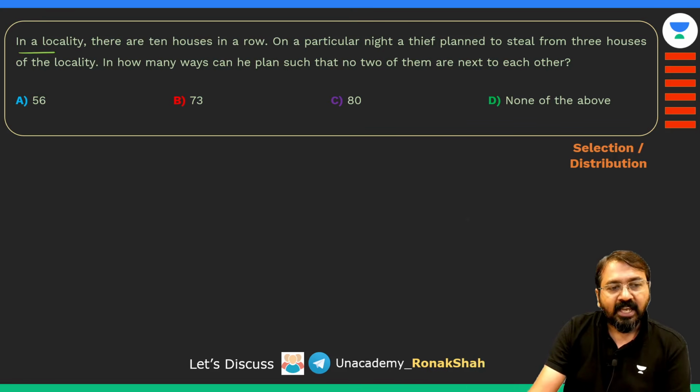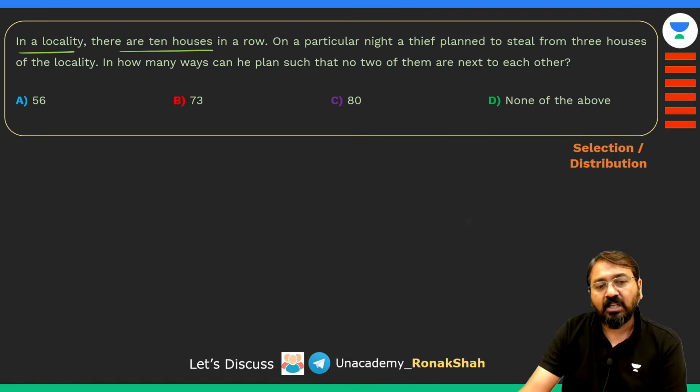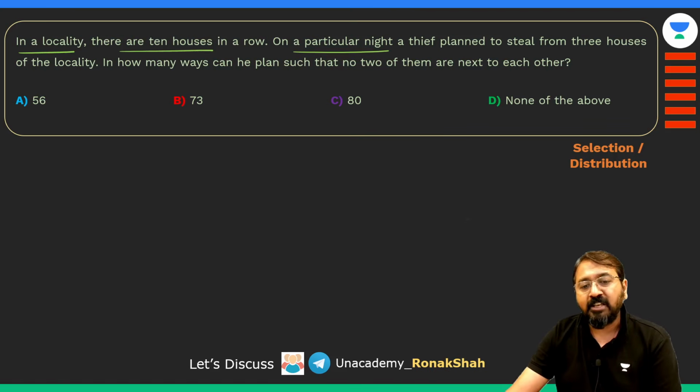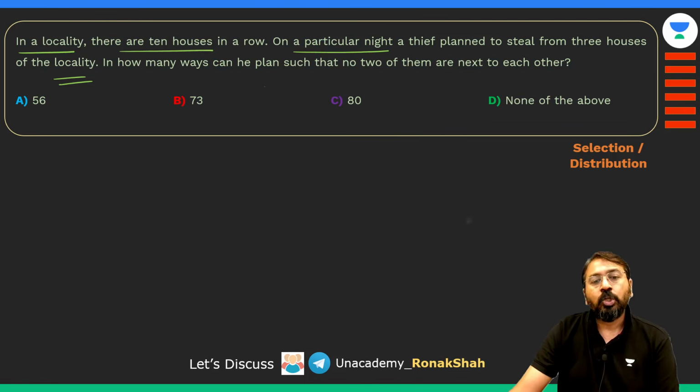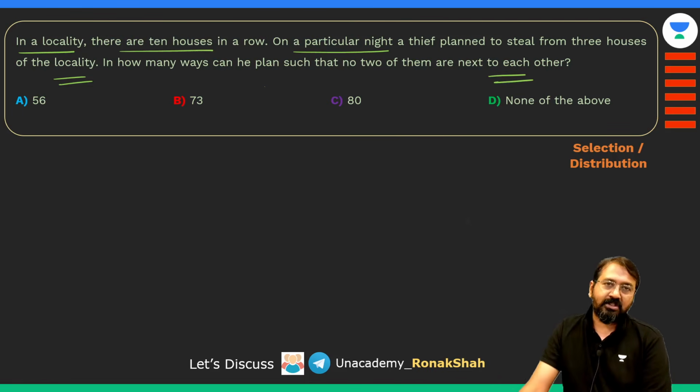So what is written here: in a locality there are 10 houses in a row. On a particular night, a thief planned to steal from 3 houses of the locality. In how many ways can he plan such that no two of them are next to each other? Okay, no two of them are next to each other.